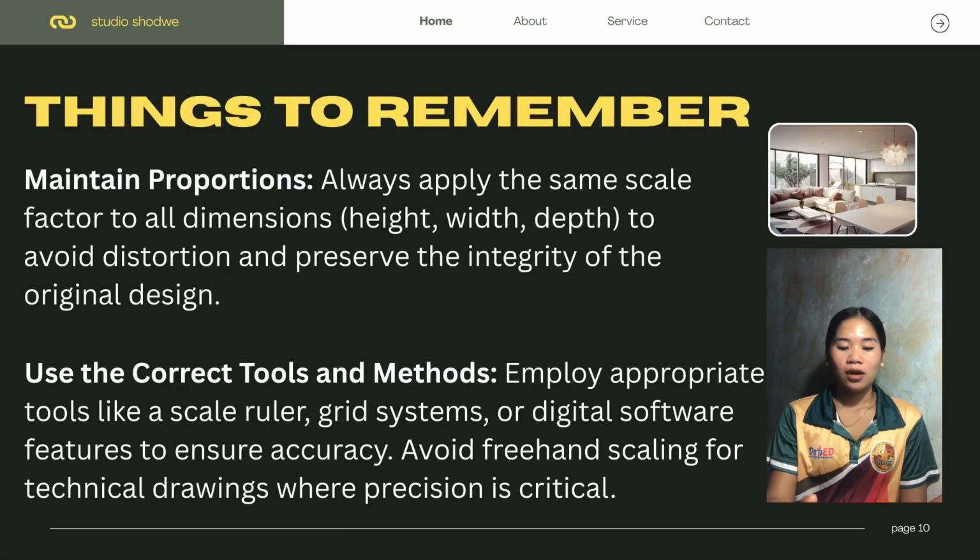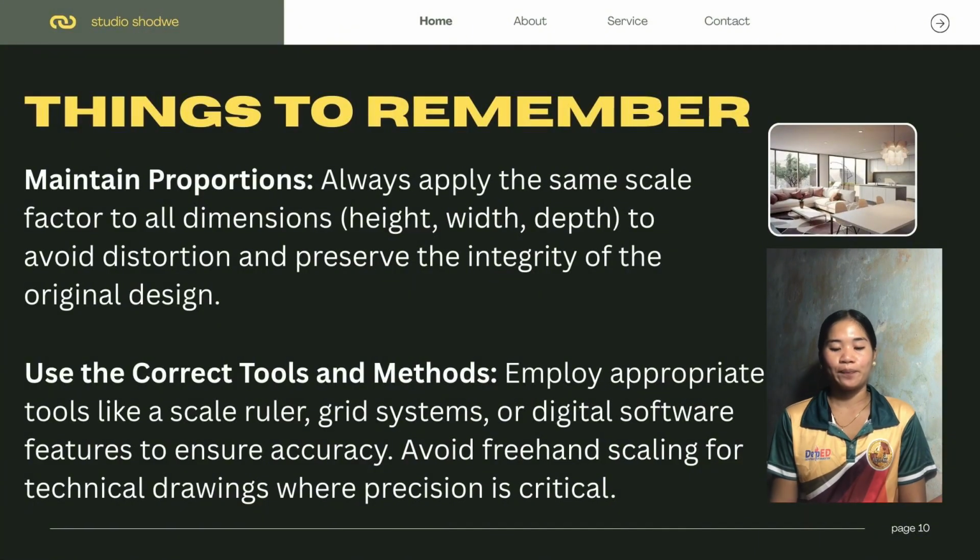And the next is use the correct tools and methods. So, employ appropriate tools like a scale ruler, grid systems, or digital software features to ensure accuracy. Avoid freehand scaling for technical drawings where precision is critical. So, use the right tools to get accurate measurements. Use tools like a scale ruler, grids, or digital scaling tools, and avoid it by freehand, because it's easy to make mistakes, especially in technical drawings.